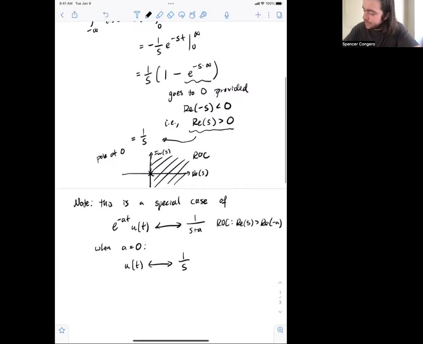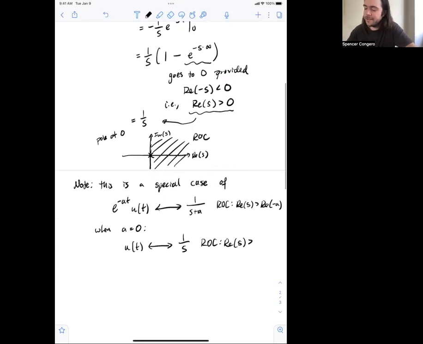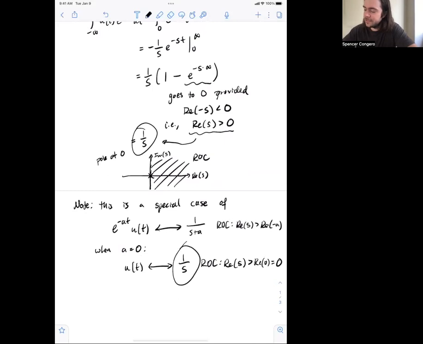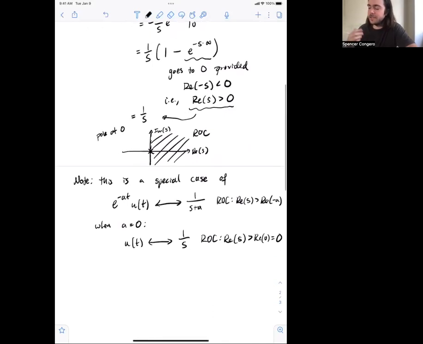1 over s, and the ROC is when the real part of s is greater than the real part of negative a. The a is just 0, right? So this is the real part of 0, which is just 0. And that's exactly what we saw: 1 over s, and the real part of s is greater than 0. Okay, so sometimes you can use other Laplace transforms that you have to get new ones. And we'll see more Laplace transform properties in a future video.